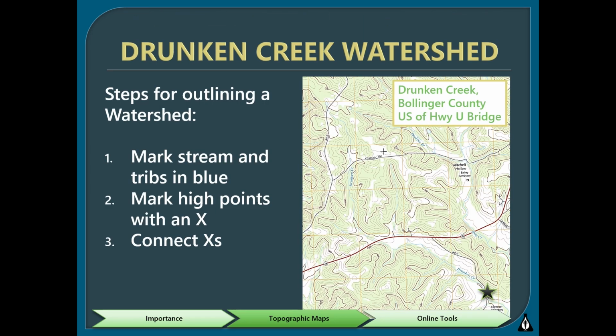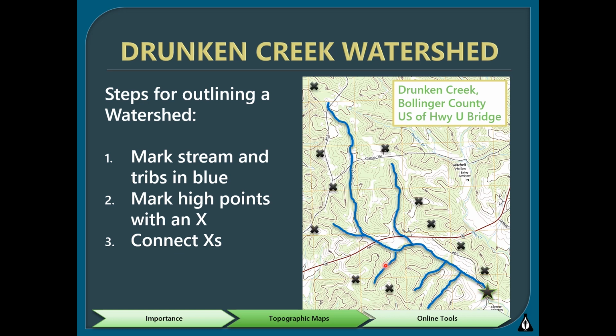So using a topographic map, how do you go about outlining a watershed? You're going to start with the most downstream section that you're interested in, and that is represented here by this star. And then you're going to mark all of the water, streams, and rivers that are flowing into this downstream section.